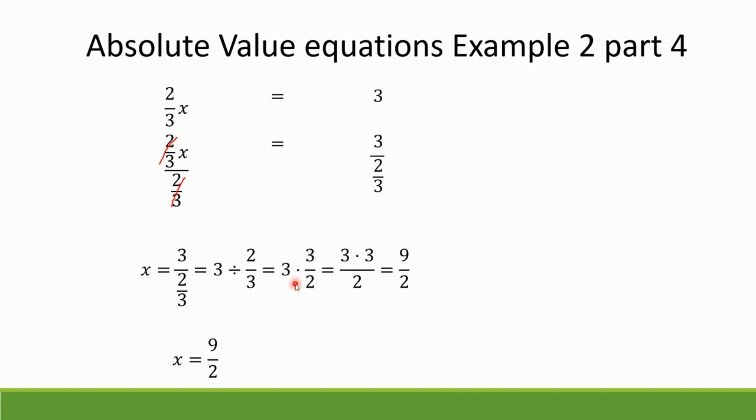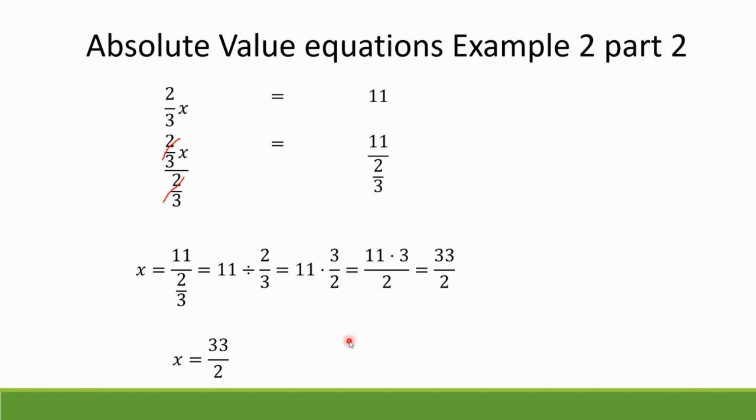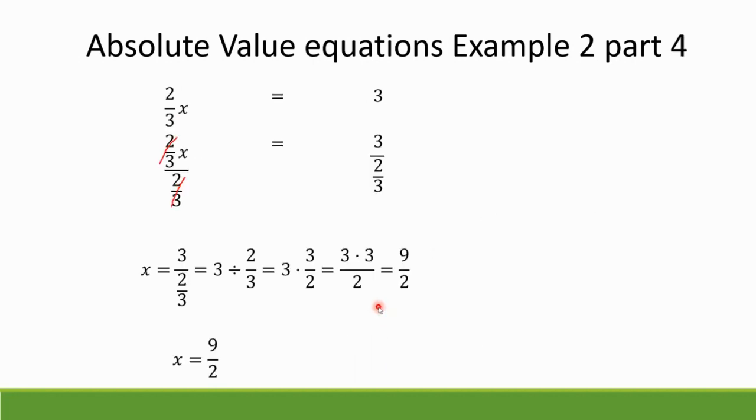So now we multiply. And of course, how do you multiply a number with a fraction? You multiply the number with the numerator. Let me clarify. If you have an integer like 3 times a fraction, you multiply the numerators together. So you get 3 times 3 divided by 2, which of course is 9 over 2. So that's what we get here. So negative 9 over 2 and 9 over 2, those are the two solutions.